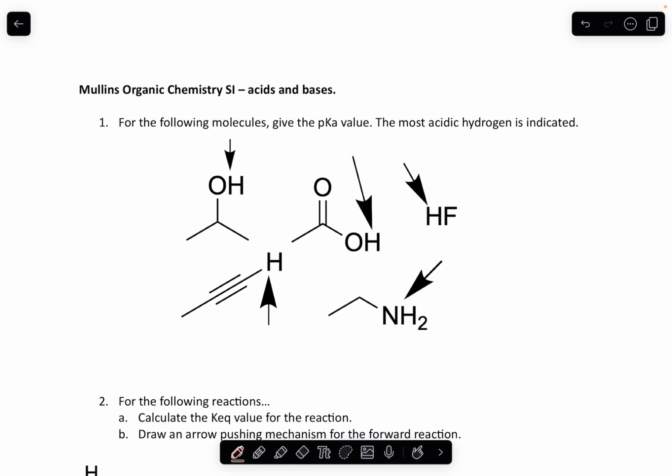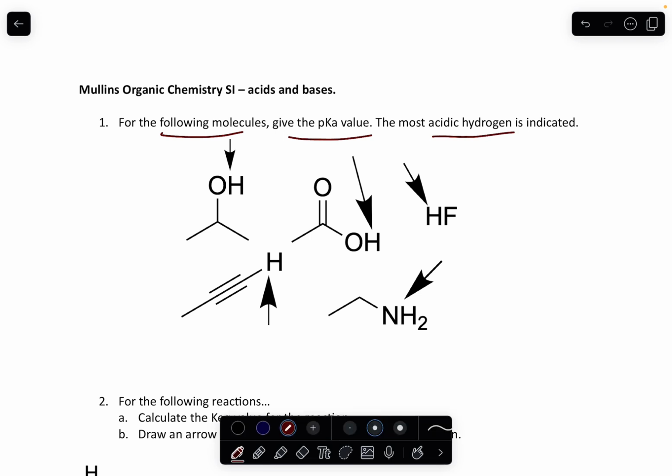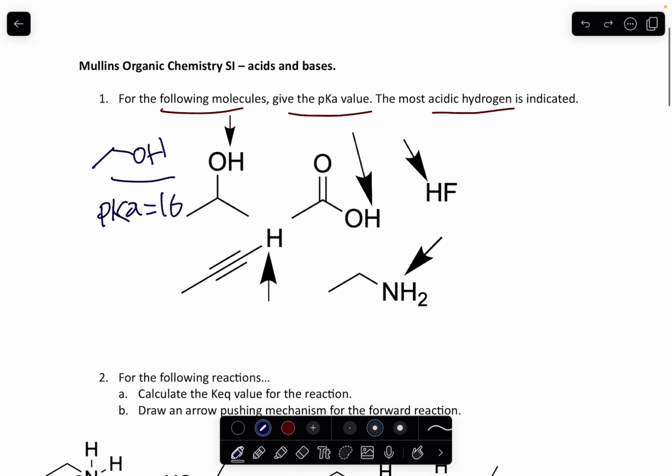All right, so for these molecules, we just have to give a pKa value, and it indicates the most acidic hydrogen. That's how it's going to be on the exam too. So here, this is basically just asking what's the pKa of an alcohol. We've seen before on the Quizlet and in the book on table 4.5 that the pKa of an alcohol is going to be 16. Just because we have these extra methyl groups does not mean the pKa is going to be any different. So the pKa is going to be around 16.